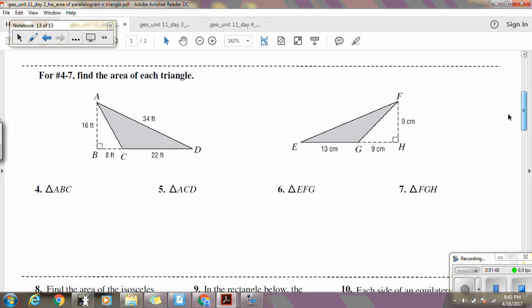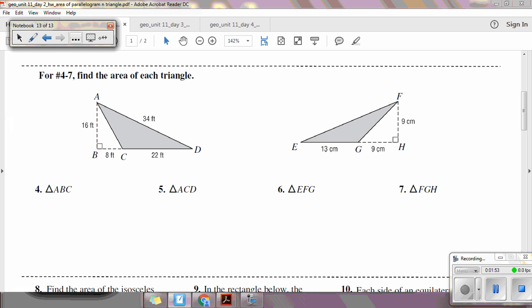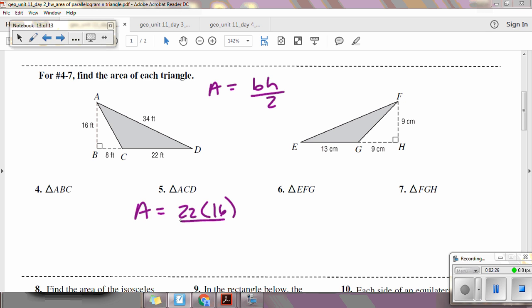For the next section, we're finding the area of triangles. For a triangle, the area formula is base times height divided by 2, or 1/2 base times height, same difference. So for number 5, we're looking at triangle ACD, which is the gray triangle. So the area is going to equal our base, which is 22, times the height, which is 16. So here you notice the height does not have to be inside the triangle, but it does have to be perpendicular with the base. And then divided by 2.